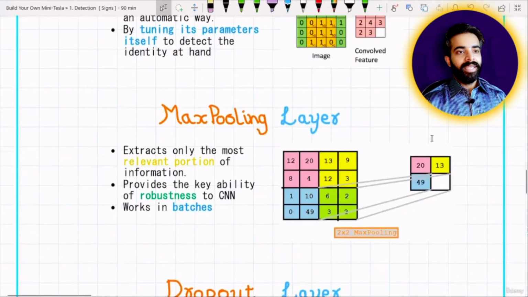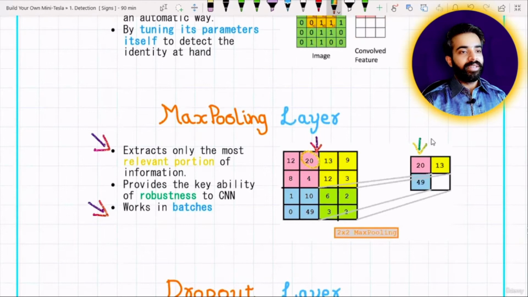Next is the max pooling layer. In the max pooling layer, we extract only the most relevant portion of information in the image. It does so by working in batches, which means that the image is further subdivided into smaller subwindows. For example, in this subwindow, you can see that the highest value is 20 right here. And this 20 value is the area of the highest response, and it will be the only value extracted after applying the max pooling layer.